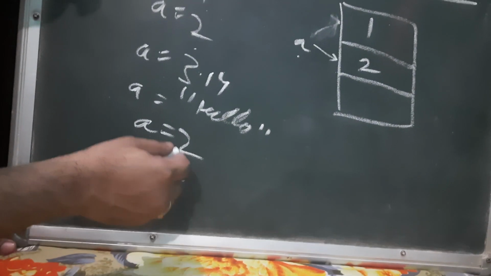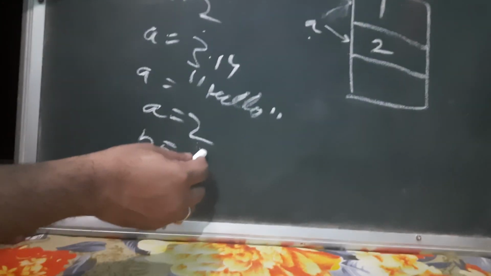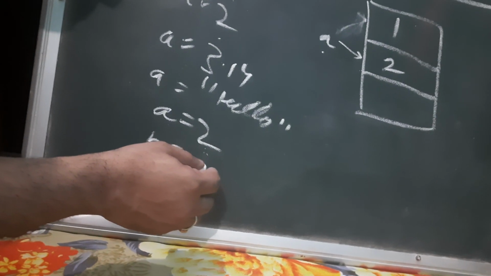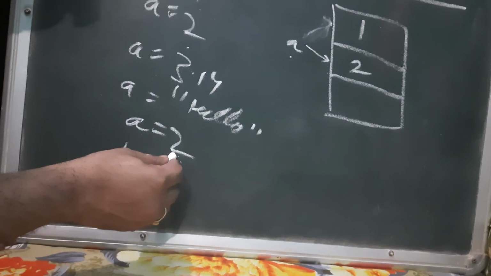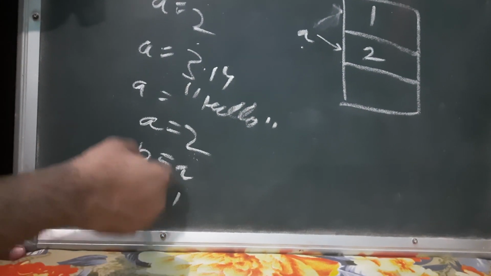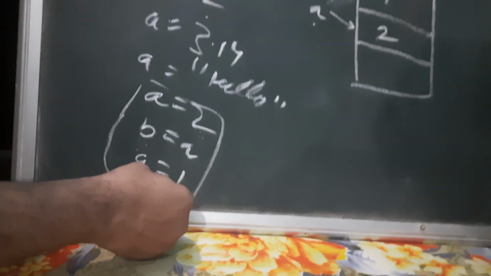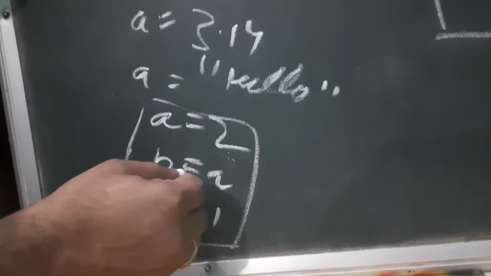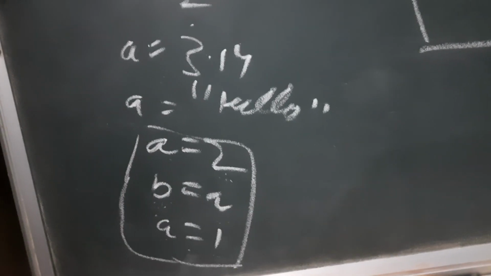Why? Because 2 and 1 are of int data type, and int and string are immutable data types. Immutable data types means they cannot change their bindings. So when these are immutable data types, when you reassign this a to be 1 in this statement, then a will bind to a new object of type int having value 1, but b will continue to point to the old object, that is 2. Okay, so this is the meaning of shared reference.